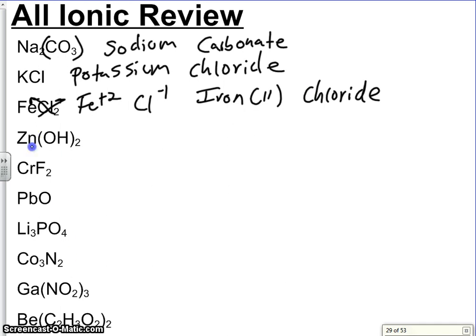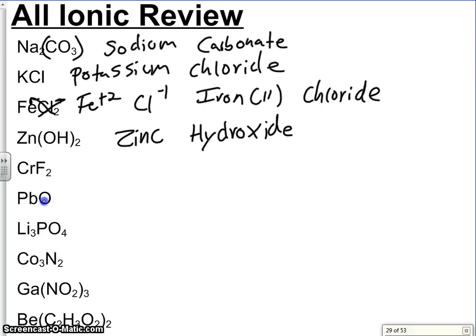Okay. Zinc, again, transition metal, but it's one of the transition metals where we already know the charge, so we don't need to go through and identify it. We can just name it. Zinc is always 2, so that makes our life a little bit easier. Zn is zinc, OH is hydroxide. So just zinc hydroxide.